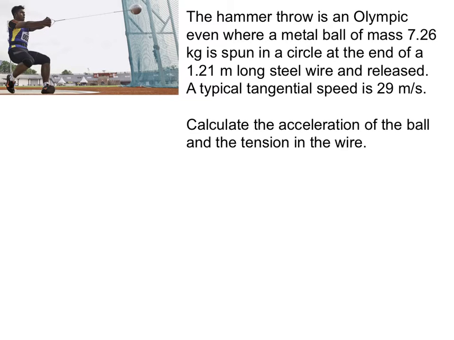Because of what we learned about centripetal motion, when it's released, its velocity points tangent to the circular path, and so it'll move in a straight line once this person lets go. What we're asked to find here is the acceleration of the ball and the tension in the wire. The acceleration is going to be found using our centripetal acceleration formula.